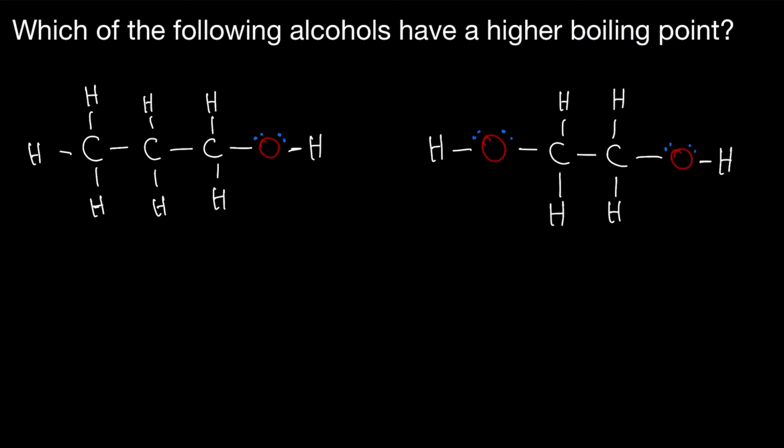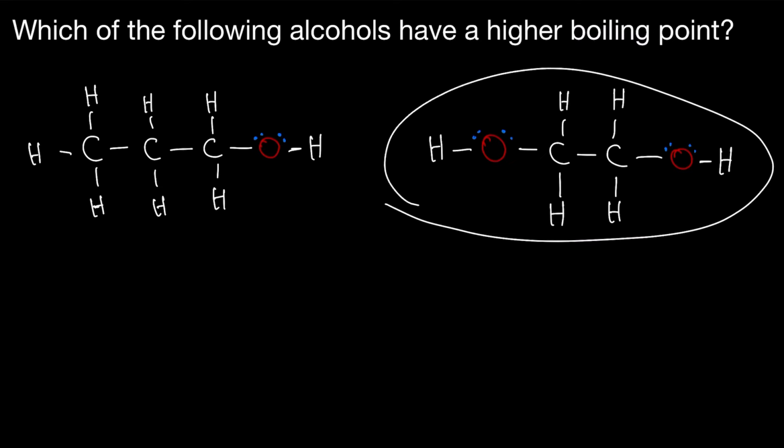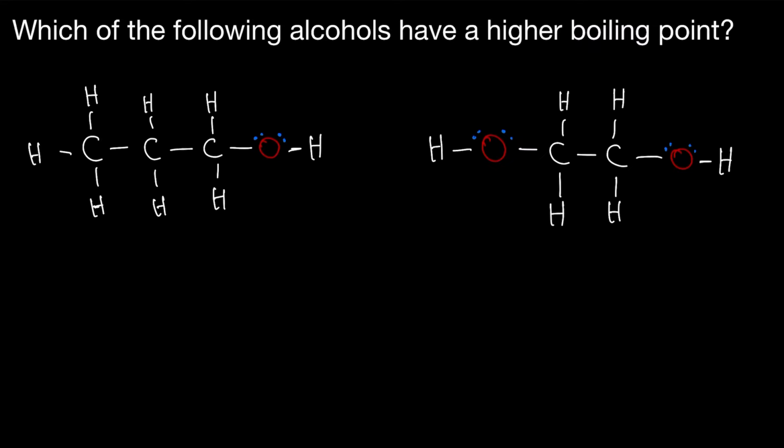Consider the following problem. Which of the following alcohols has a higher boiling point? Is it the propanol on the left, or is it the ethane diol on the right? So, right from the beginning, we have to recognize the property which makes the boiling point of certain alcohols very high, and that is called hydrogen bonding.